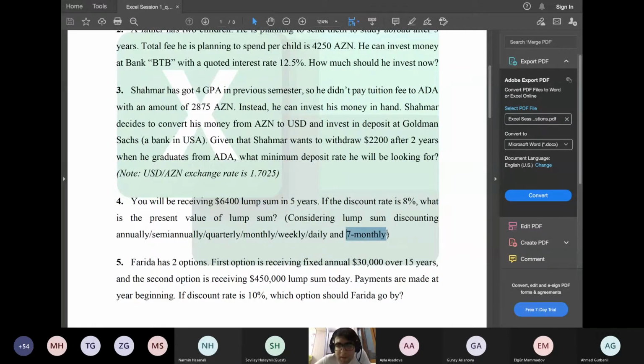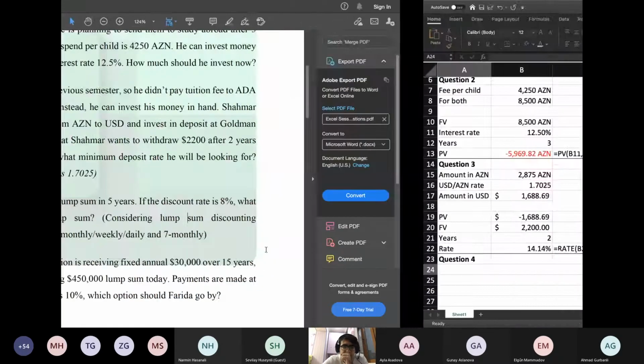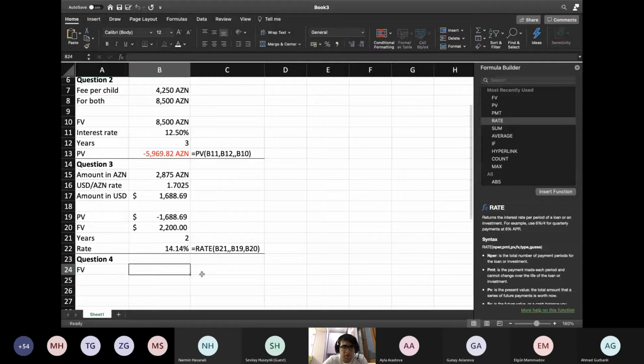I like this part a lot because it is a little bit challenging, but if you have already got the logic behind it, it would be easy for you. So we have to find present value of lump sum based on annual, semi-annual, quarterly, monthly, weekly, daily, and 7 monthly discounting. Lump sum is not an extraordinary thing. It is just a net amount of money. You will receive 6,400 lump sum in 5 years. So we have future value.